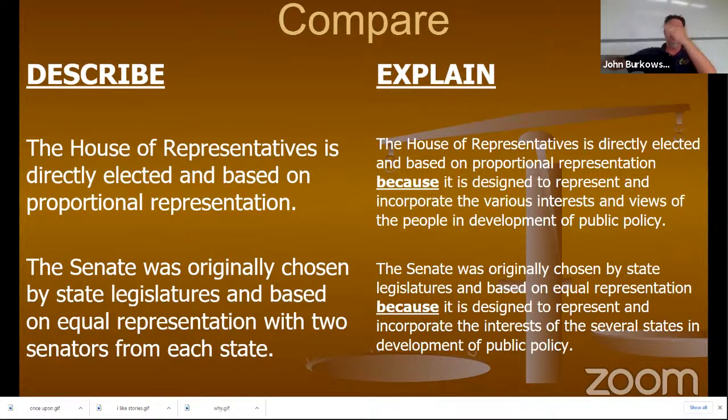The House of Representatives is directly elected and based on proportional representation because it is designed to represent and incorporate the various interests and views of the people in development of public policy. That's why they wanted to do it. The people, okay? The Senate, don't leave the Senate hanging. The Senate was originally chosen by state legislatures and based on equal representation because it is designed to represent and incorporate the interests of the several states in development of public policy. So we're explaining why they set it up this way.